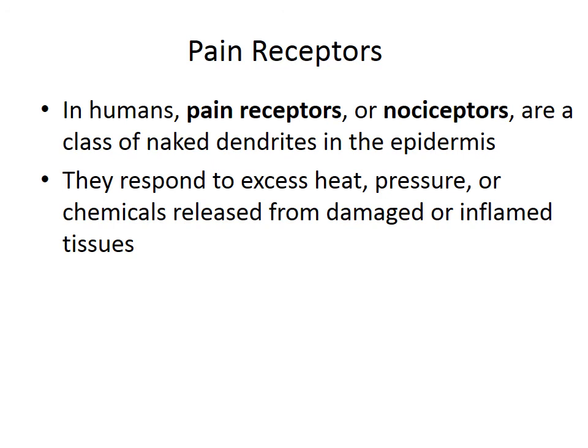Pain receptors are also called nociceptors, and in humans they are a class of naked dendrites in the epidermis. So they're just the dendrite of a neuron sticking out. They respond to excess heat or pressure or chemicals released from damaged or inflamed tissues.